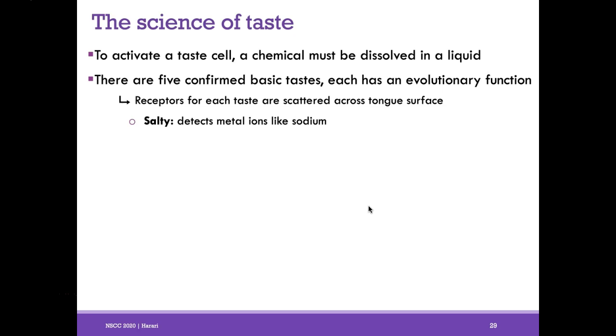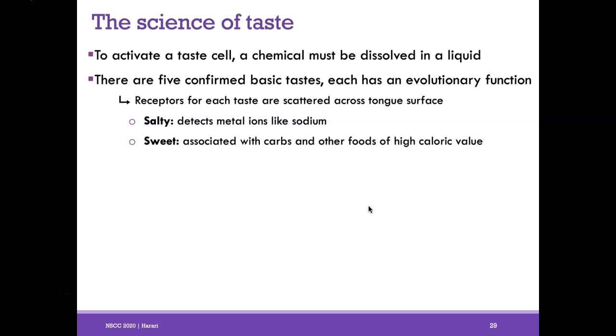So salty. Our salty receptors detect metal ions like sodium. Salt is sodium chloride. When we have sodium chloride on our tongue, certain receptors will detect that sodium and send a signal to the brain that, okay, I just had sodium. This is salt. This is very important for our physiology because we need to have the right electrolyte balance and the right blood pressure. Blood pressure is tied to the right balance of sodium in our blood. So we need to crave salt. Animals do crave salt and look out for salt so we can have the right type of electrolyte balance.